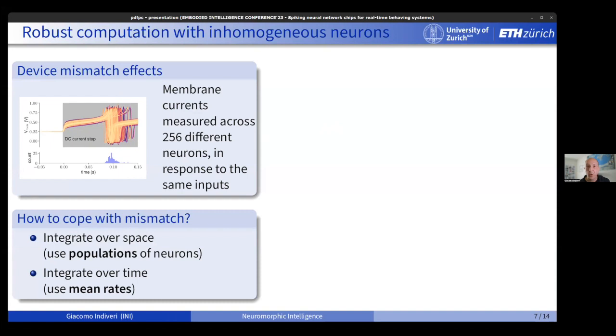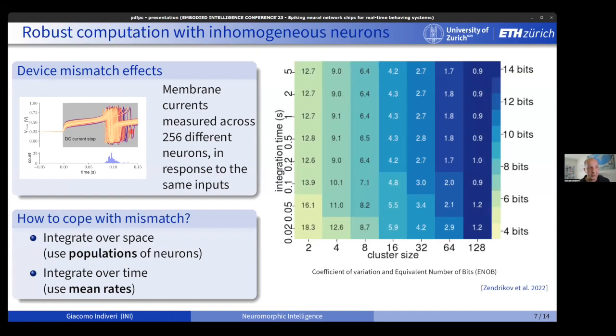And we tried to quantify how much you gain by averaging using our chips. And we saw that if you have clusters of even 2 or 4 or 8 neurons, you can decrease the coefficient of variation. So in this case, it's about 20%. For 2 neurons, it's 18%. But if you have 8 neurons, you can have a coefficient of variation around 7 or 6. And once you have the coefficient of variation, you can calculate the equivalent resolution in bits.